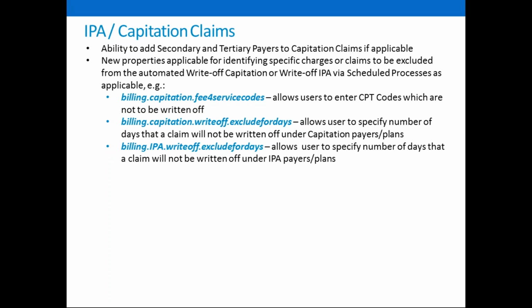The automated write-off that occurs through the scheduled process is going to read these properties, and those particular codes would not be written off. But if there are other codes present that were not paid through the capitated payer, and you have not defined them in these properties, those will still be automatically written off when that scheduled process runs. So you will still have the workflow of a capitation receipt and a capitation write-off, but these would be exceptions that you're able to define locally.